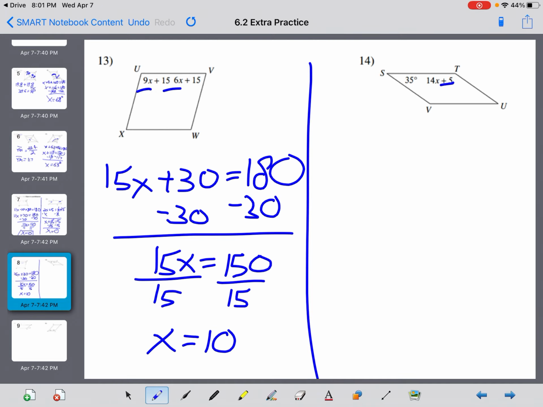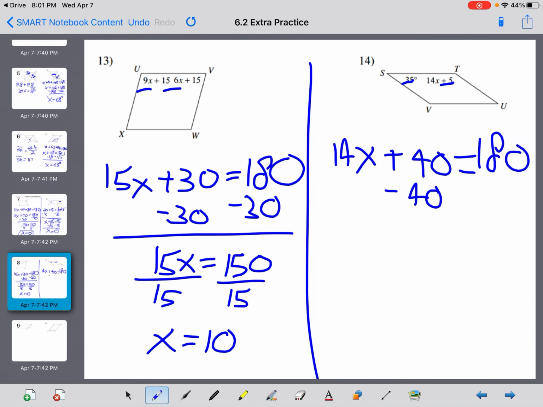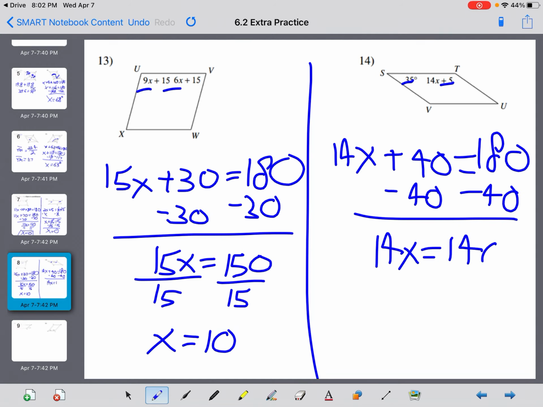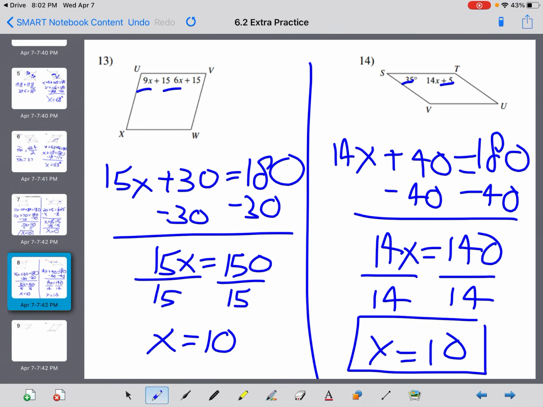Same for number 14. Combine your 5 and your 35, okay? So 14x and 35 and 5 makes 40 equals 180. Minus 40 on both sides, and 14x equals 140. Divide both sides by 14, and x equals 10.